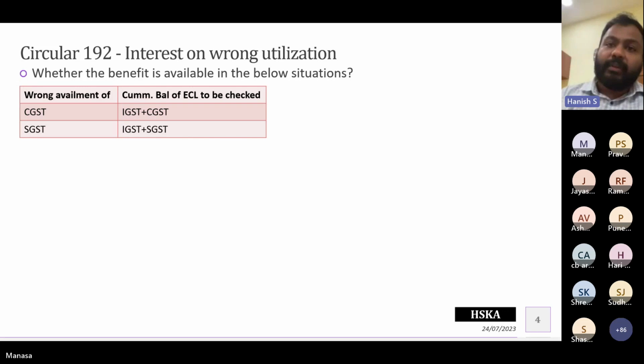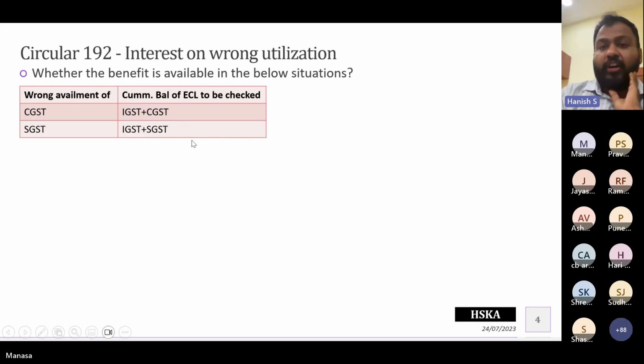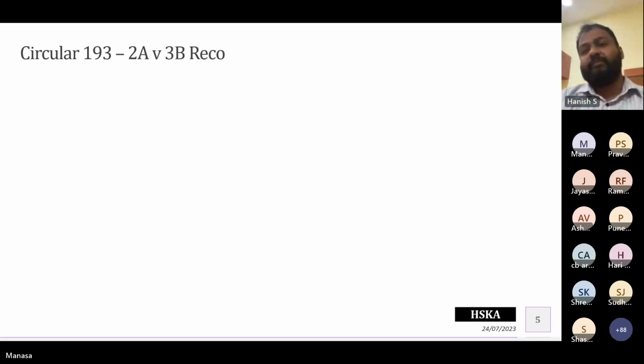So from that argument perspective as well, we can say that as long as I have a sufficient balance of input tax credit, which is greater than the amount of incorrect credit which I have claimed, I will not be required to pay the interest. But of course, there are going to be challenges as far as CGST, SGST is concerned, because department authorities are going to look at only the IGST balances from the circular perspective, not the CGST and SGST.